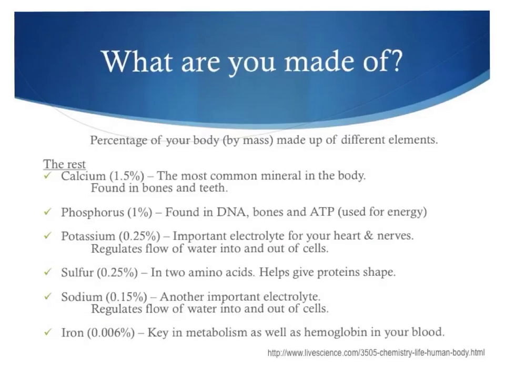There are also 6 other key elements that make up a lot of the important roles in our body. Notice these only add up to about 2.5% of things in our body. Calcium's the most common mineral in the body. It's found in bones and teeth. Phosphorus is very important because it's found in DNA and holds those molecules together, as well as for ATP, which we use for energy.